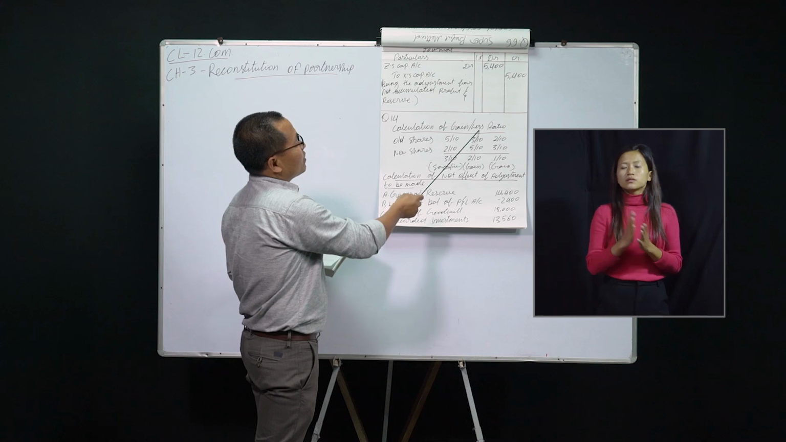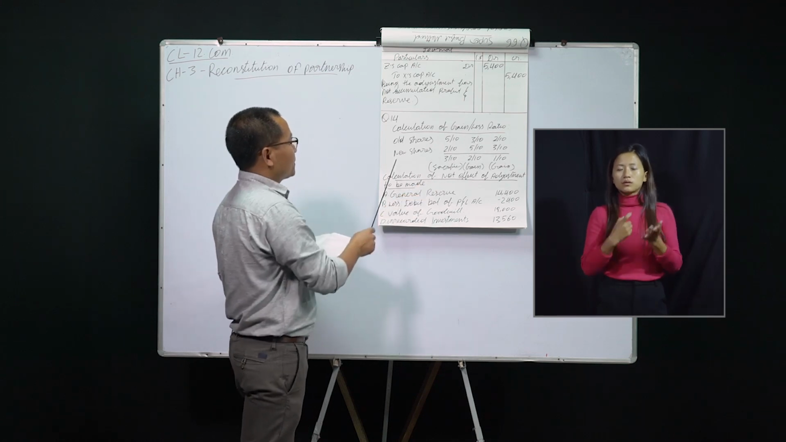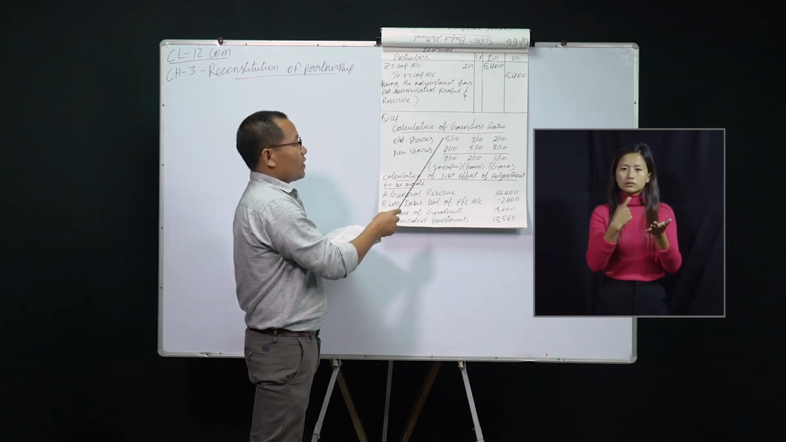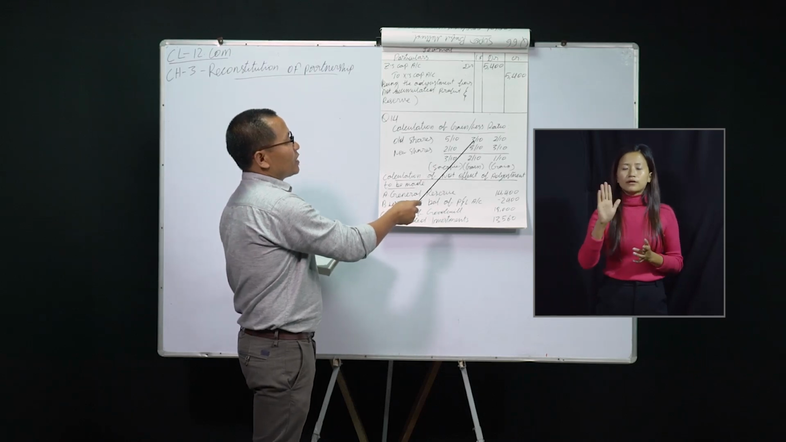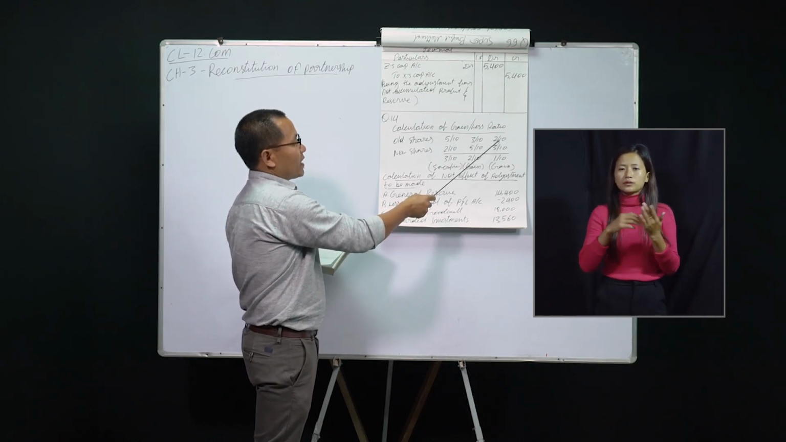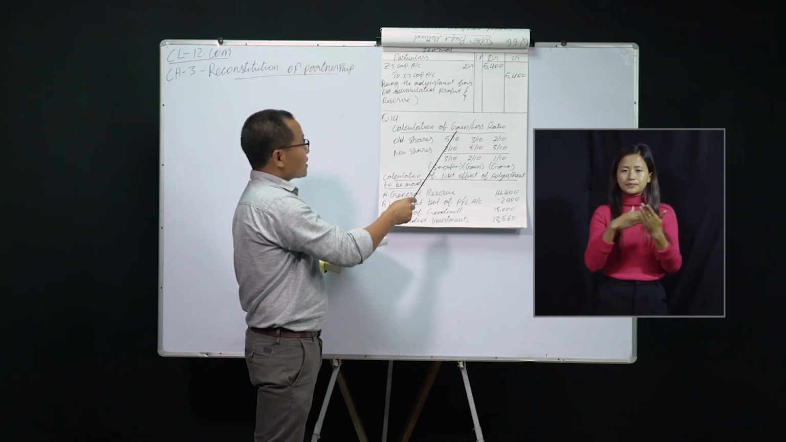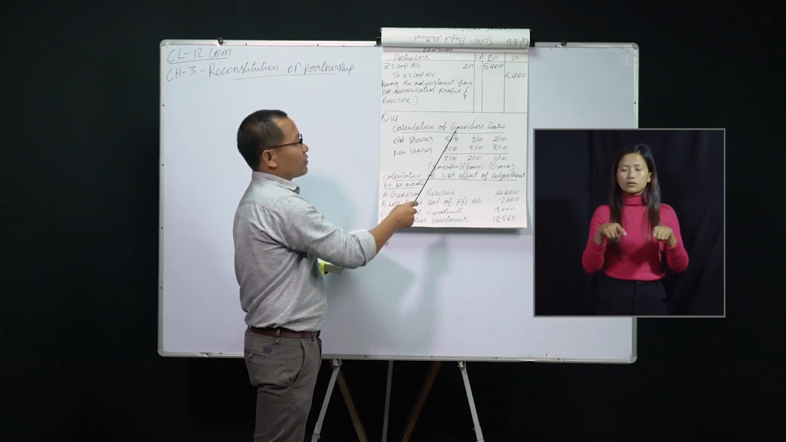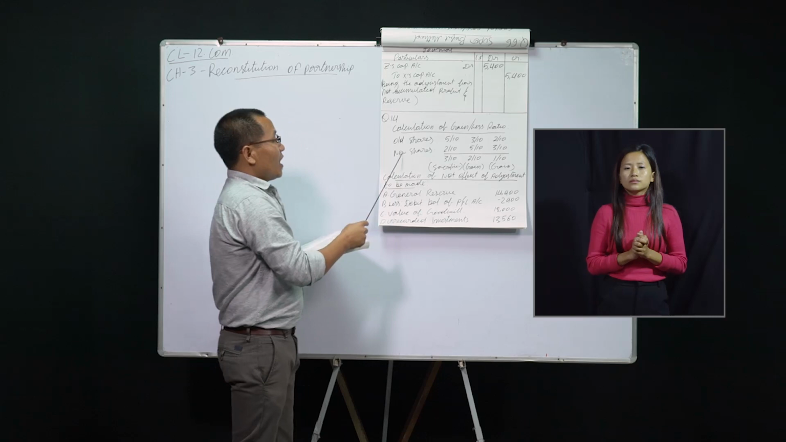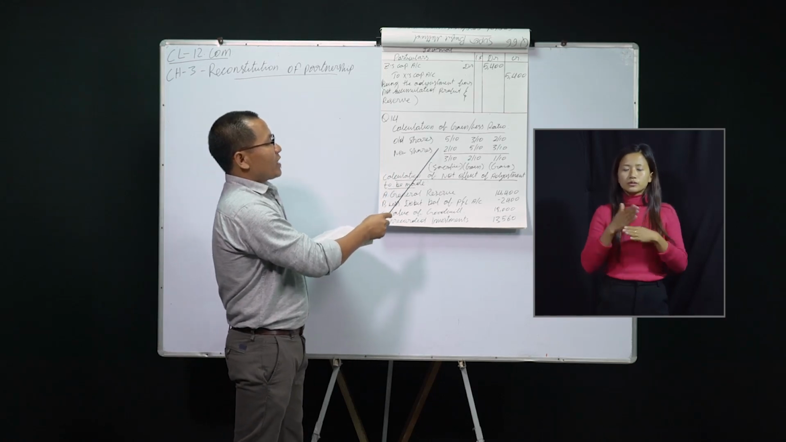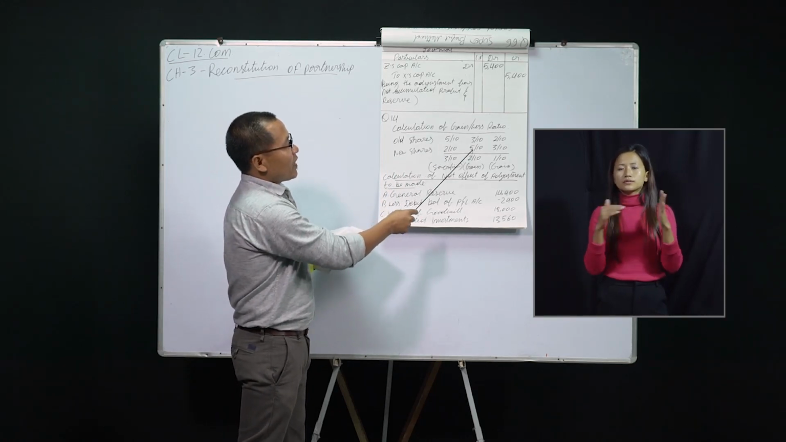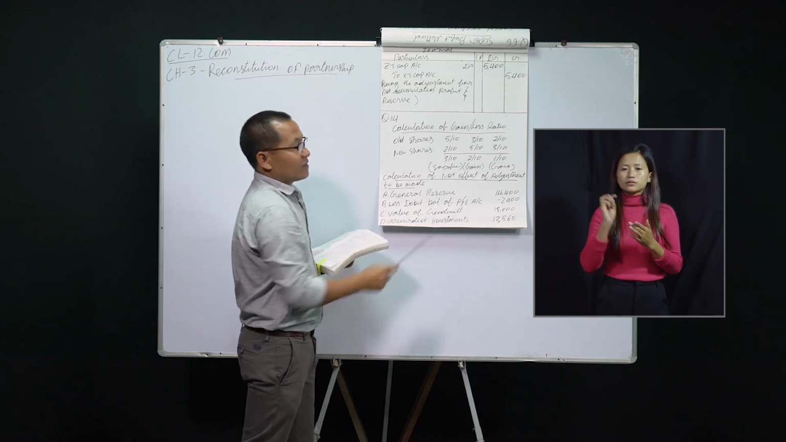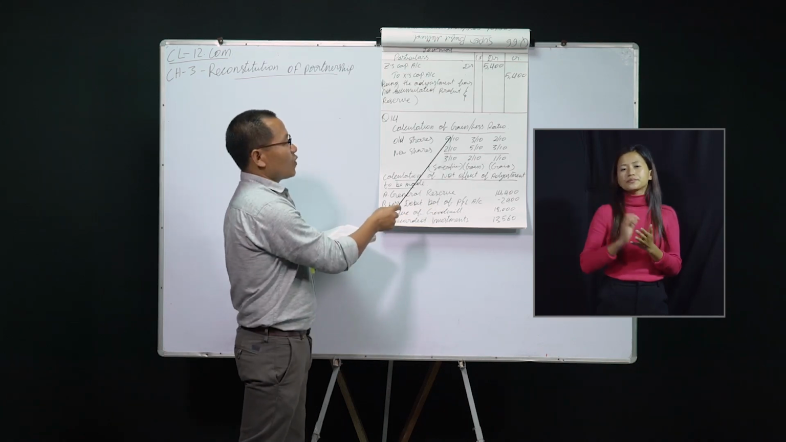Calculation of gain-loss ratio. The old ratio is 5/10, 3/10 and 2/10 for partners X, Y and Z. I'm sorry, I did not write X, Y and Z here. And the new share of X, Y and Z is 2 by 10, 5 by 10 and 3 by 10. This is the new ratio and this is the old ratio.